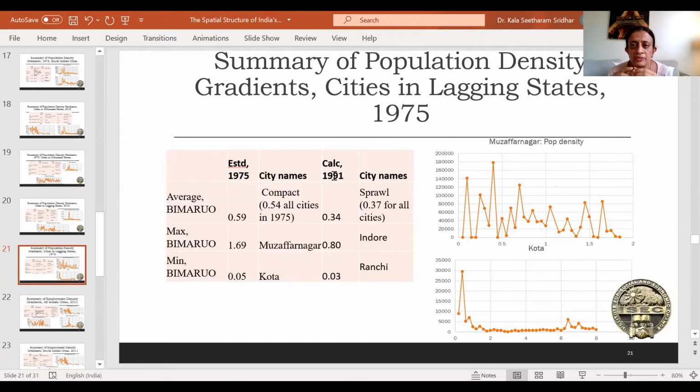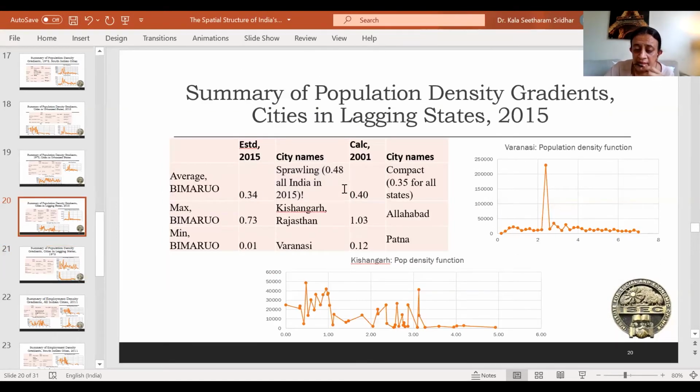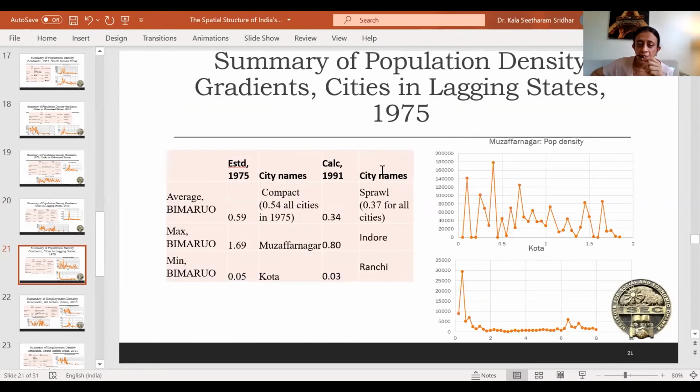This is a summary of population density gradients for cities in lagging states. What we find here is that even in 1975, these folks were actually compact as compared to all India, whereas they became sprawling in 2015. The most sprawling city here amongst the lagging regions is a city called Kota in Rajasthan, which is famous for its coaching centers for students to get into professional colleges like medicine and engineering.